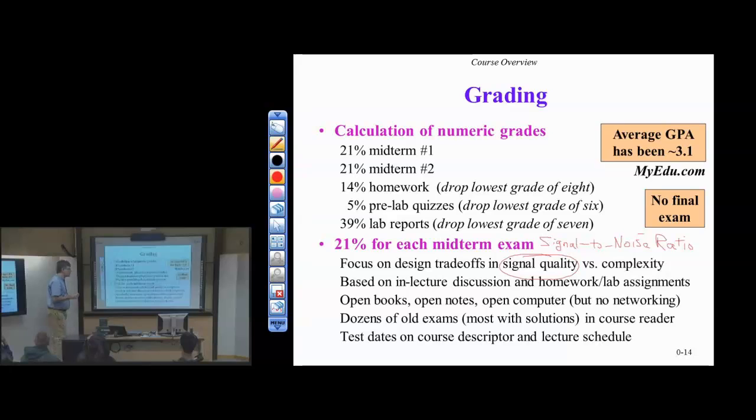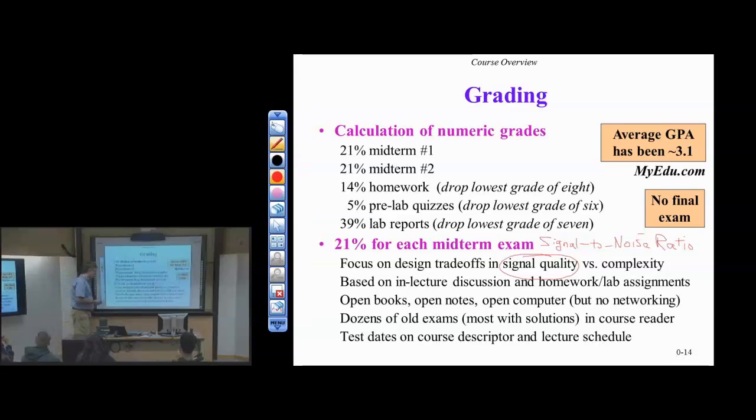Anyway, the midterm exams: lots of them are in the course reader, dozens of them actually, and most have solutions. All of last semester's exams are in there, for example. They go back about 10 years for midterm 1. Midterm 2 goes back about 8 years, something like that. So the more recent midterms are more related to what we're going to cover.